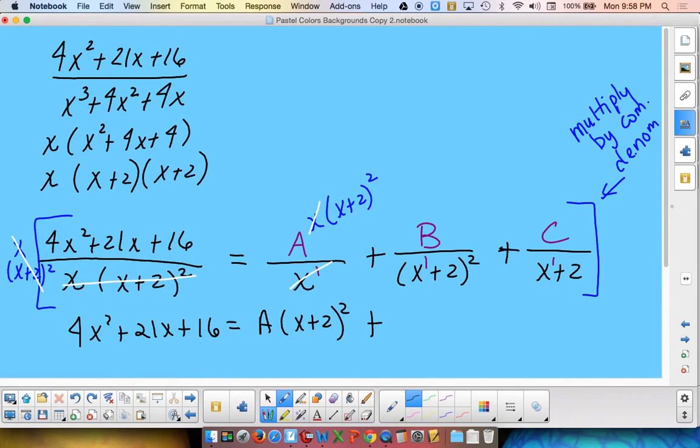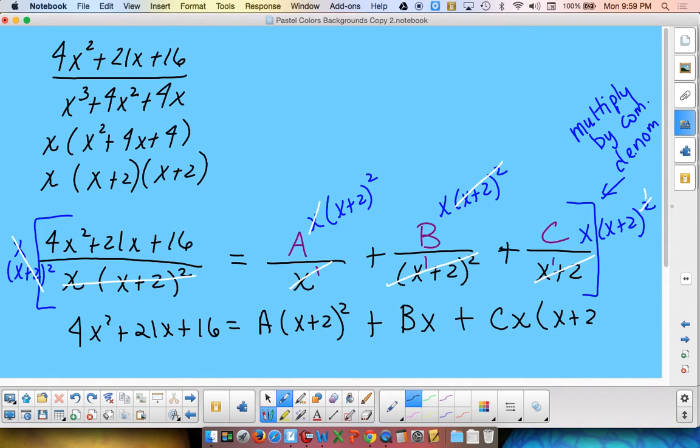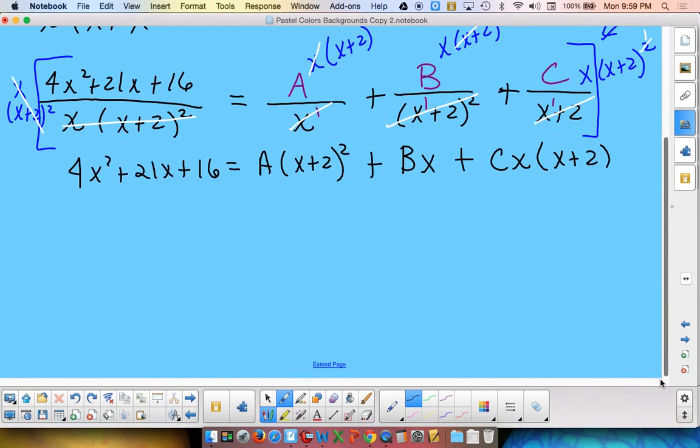Next one, I'm going to take that times x and x plus 2 squared. And this time, okay, that's good news. The whole x plus 2 squared's gone. We like that. We are left with bx. That's a good thing. And then this is the one. When I take that times x and x plus 2 squared, I'm asking myself, what cancels? One of the x plus 2 cancels. There is still one of them left. So you have a c, an x, and a single x plus 2 left. Can't emphasize enough the need to write that down, pay attention to what's going to be left. Don't worry about multiplying it all together.